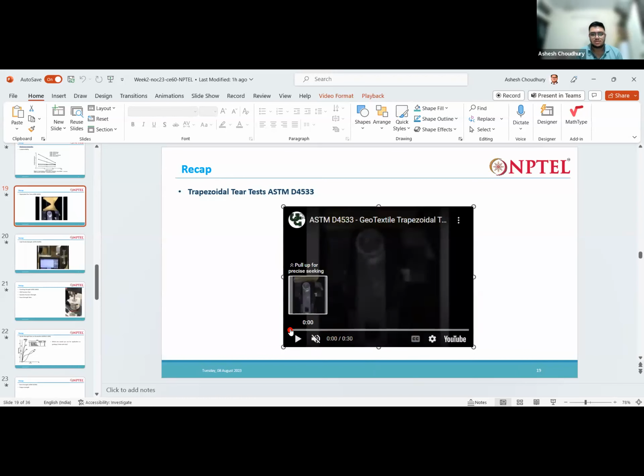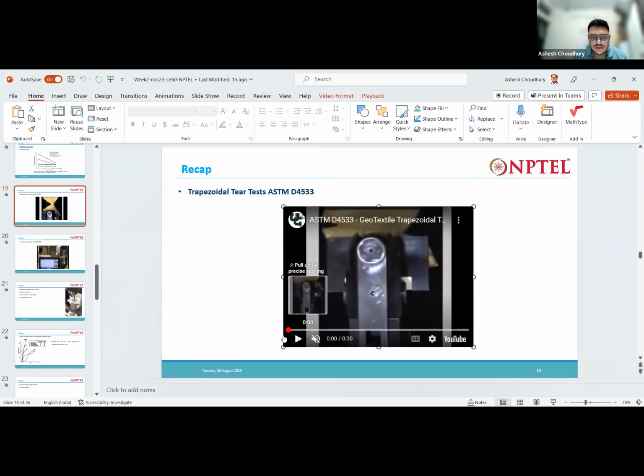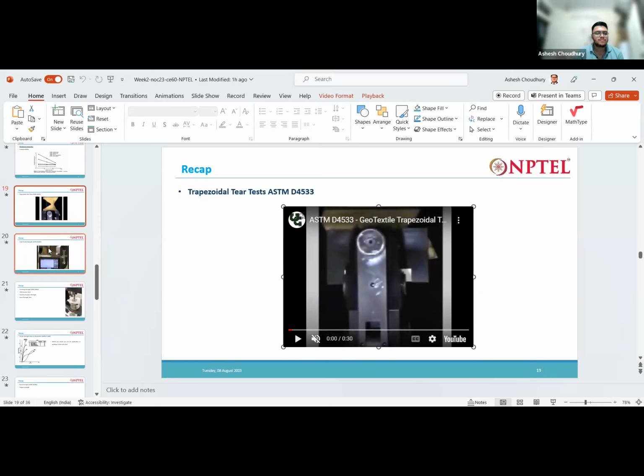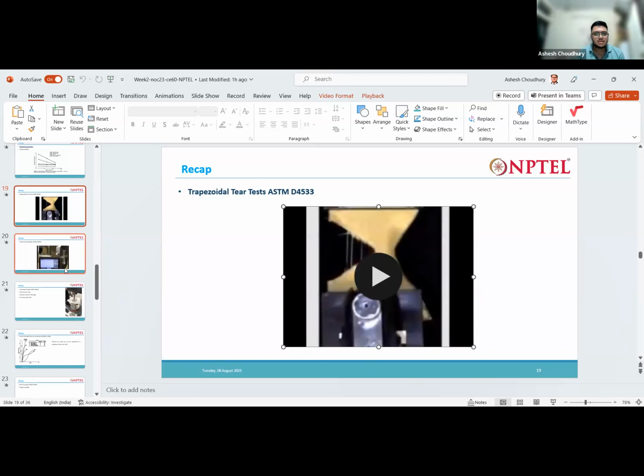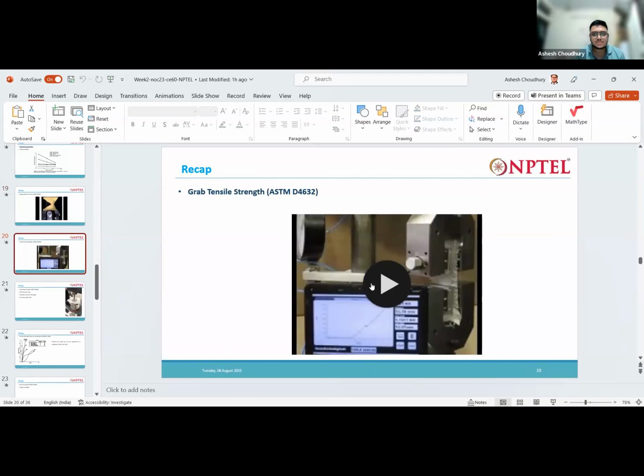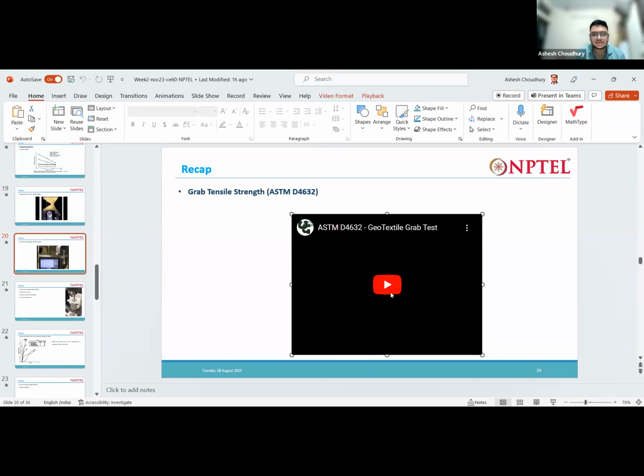All right, so this is not actually very visible. Here if you look, you can see this initial small cut is there. Okay. Next you have this grab tensile strength.